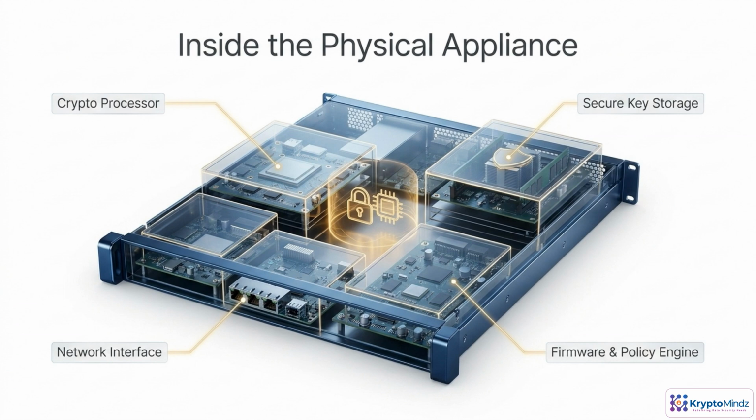A Luna HSM appliance is a purpose-built security box, not just another rack server. At its core is a crypto processor and secure key storage, forming the protected boundary where keys are generated and kept. Network interfaces are how applications and admins securely reach that boundary. Firmware and policy logic decide which algorithms, key sizes, and operations are allowed. Management services then handle configuration, monitoring, backup, and day-to-day administration.